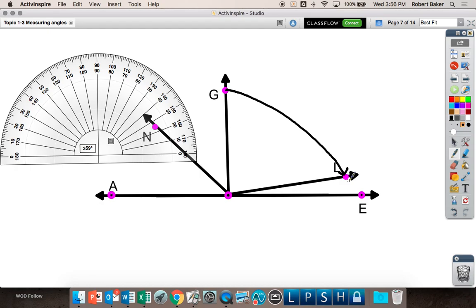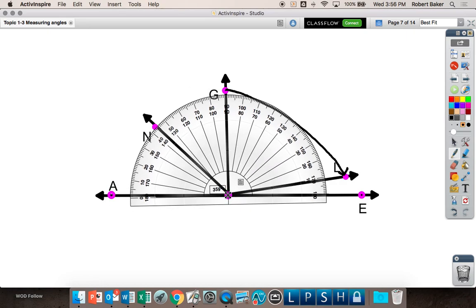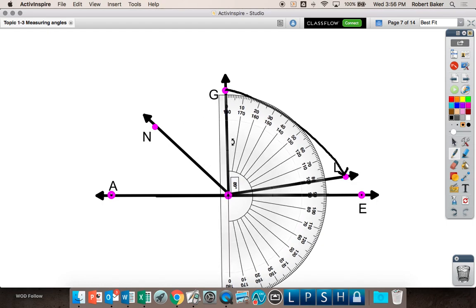Step 1: crosshairs on the target. Step 2: the 0 has to be on one side of the angle. I'm a top scale guy, so I'm going to put this 0 over here on the angle, like this. Now, I use the top scale. 10, 20, 30, 40, 50, 60, 70, 81 degrees.